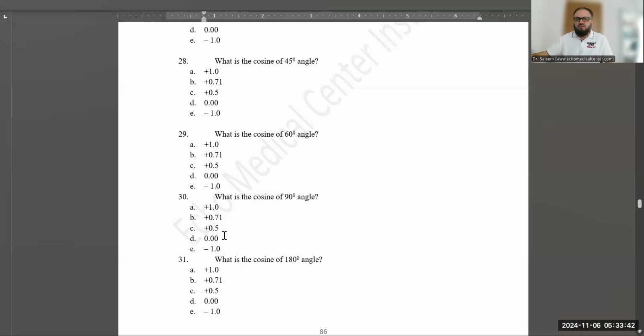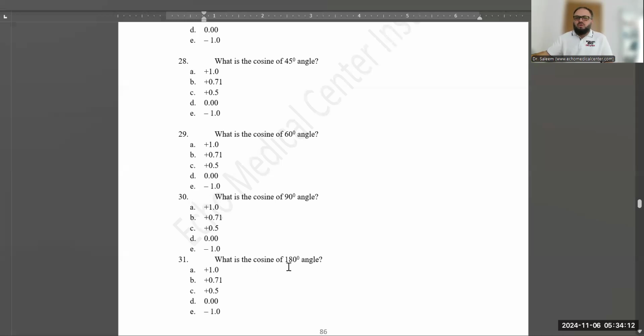Because the cosine is 0 in the Doppler shift angle formula, correct? The equation is that Doppler shift equals 2 times the operating frequency times the velocity of the RBC times the cosine of theta, or the angle, all divided by the propagation speed of sound in soft tissue. Now, if the angle becomes 90 and the cosine becomes 0, the numerator becomes 0 and there will be no Doppler shift achieved.